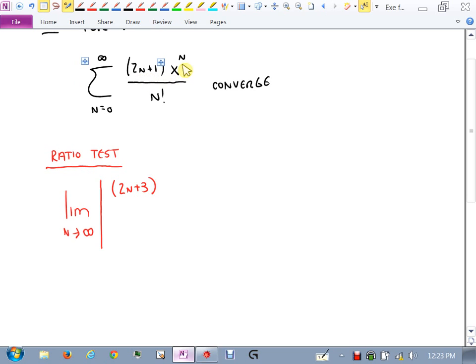And clean it up. Then I have to plug in n plus 1 up there. So I have x to the n plus 1 all over n plus 1 factorial. Is everyone clear that that's what I would get if I plugged n plus 1 into the sequence in there? All right, now I need to divide that by a sub n, which is the same as multiplying by its reciprocal. So the reciprocal of that is n factorial over 2n plus 1 times x to the n.